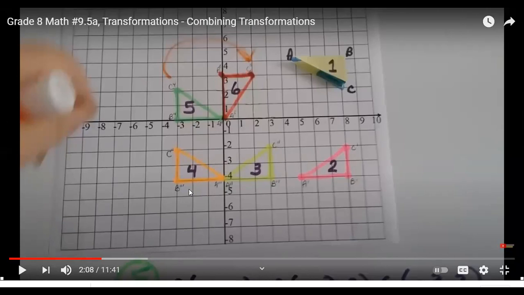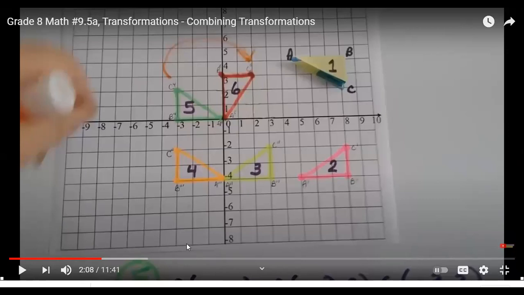What about triangle 4? What happened? Reflection. Could you please not tell me only reflection. You would say reflection across the y-axis. Yes, reflection across the y-axis. So if you want to describe any transformation, you have to tell me the full sentence: reflection across the x-axis, reflection across the y-axis, and so on.